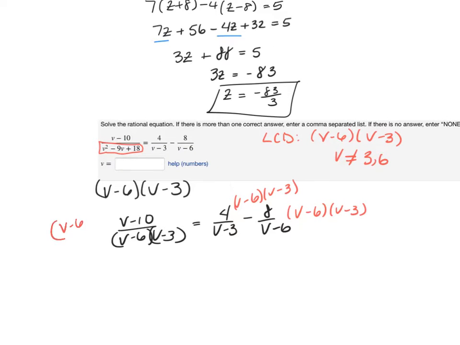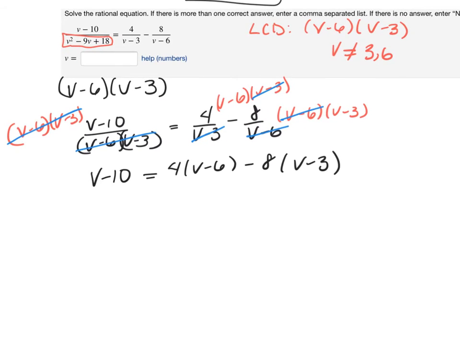So v minus 6, v minus 3 is going to get multiplied all the way through. So what ends up happening on this term on the left-hand side is that my denominator and my LCD cancel out, and I'm just left with v minus 10. On the other side of the equal sign, the v minus 3s cancel themselves out, leaving me 4 times v minus 6 minus 8. And then on my last term, the v minus 6s cancel themselves out, leaving me 8 times v minus 3. I'm going to go ahead and distribute everything through and combine up like terms.